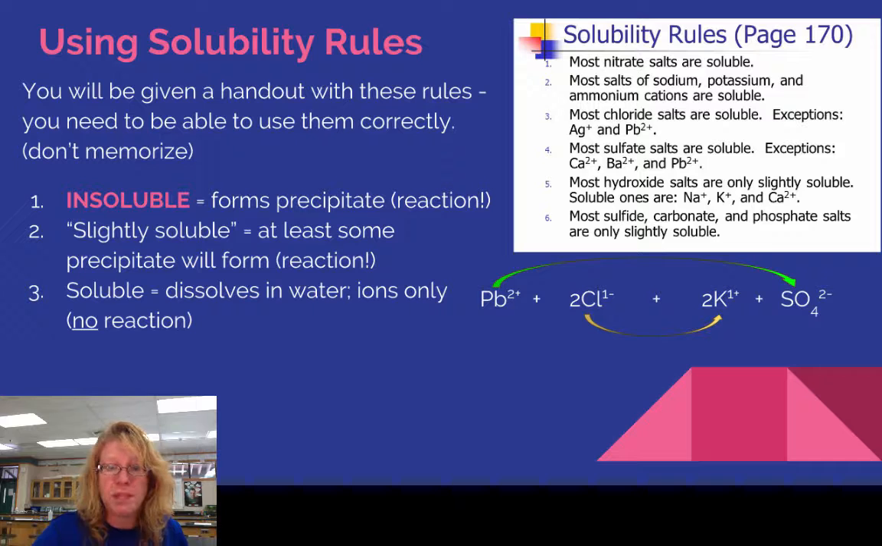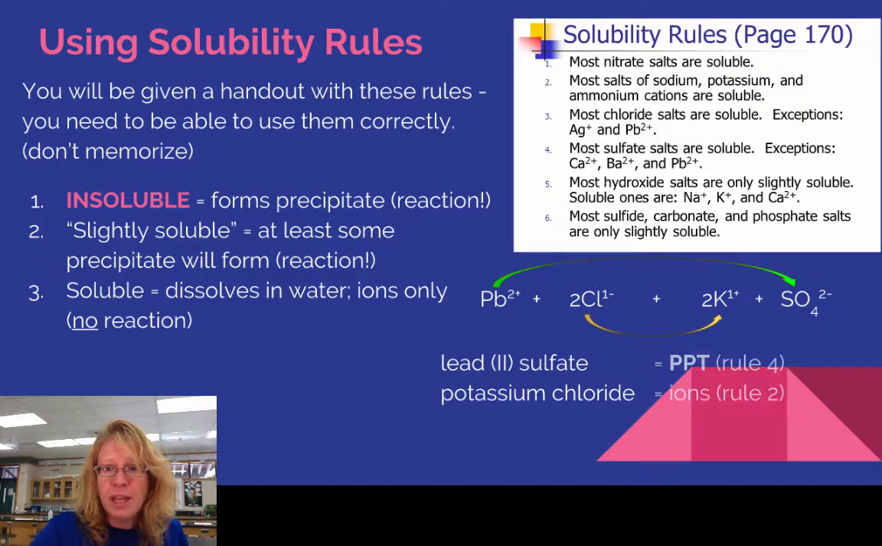So my 2 possible products are lead sulfate and potassium chloride, and I literally go down by the rules. Lead sulfate, what's going to happen to that? Lead sulfate doesn't apply rule 1, doesn't apply rule 2 because it's lead and sulfate, doesn't apply rule 3, but rule number 4 is about sulfate salts. It says most sulfates are soluble, but there is a notable exception: lead sulfate. Lead sulfate is not soluble, that's why it's an exception.